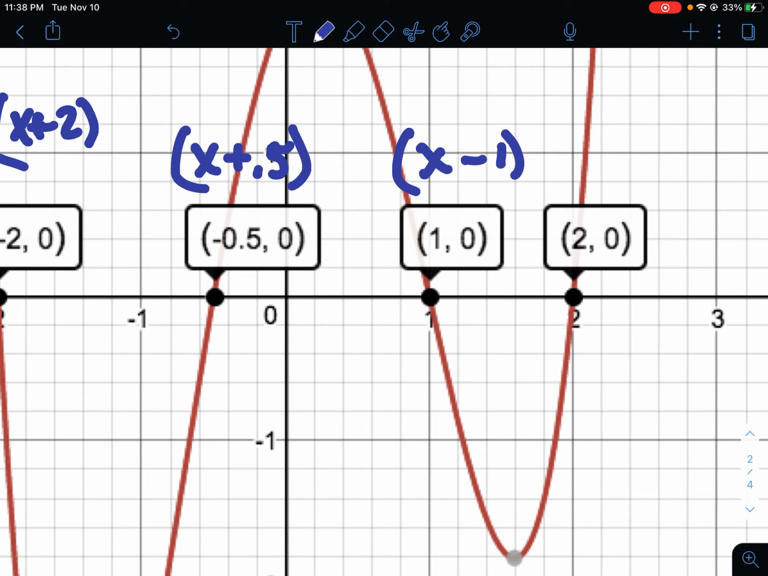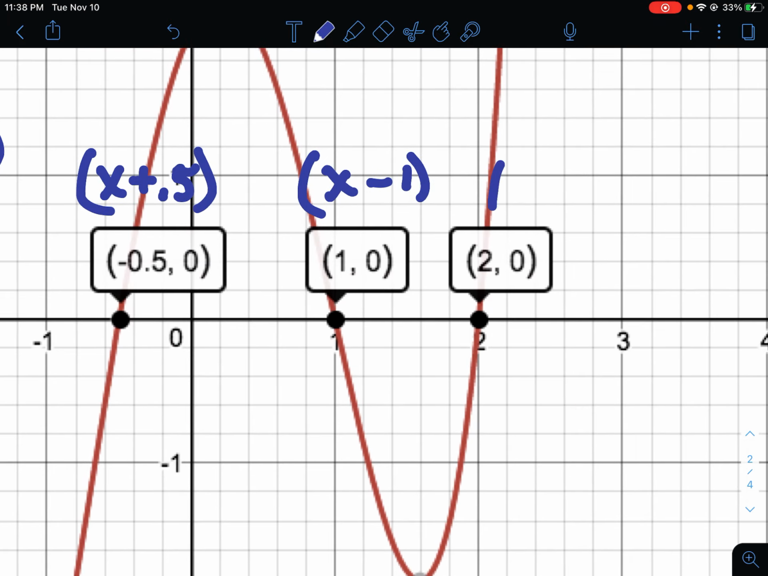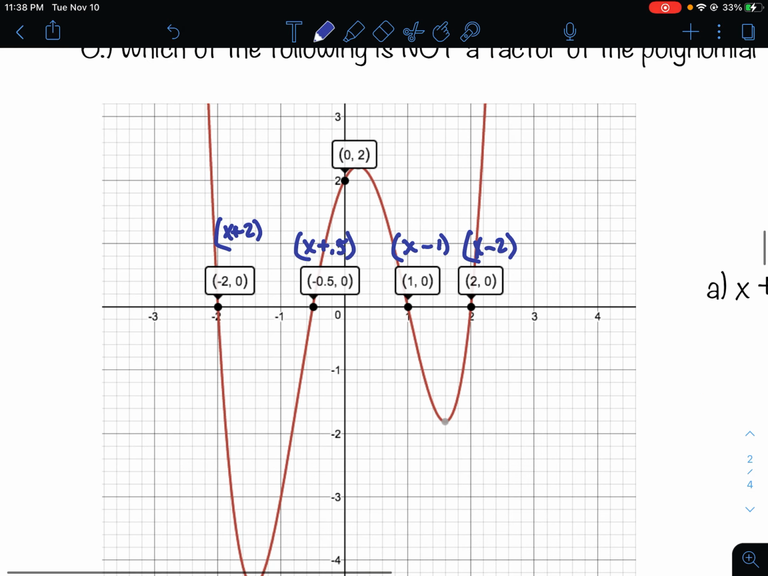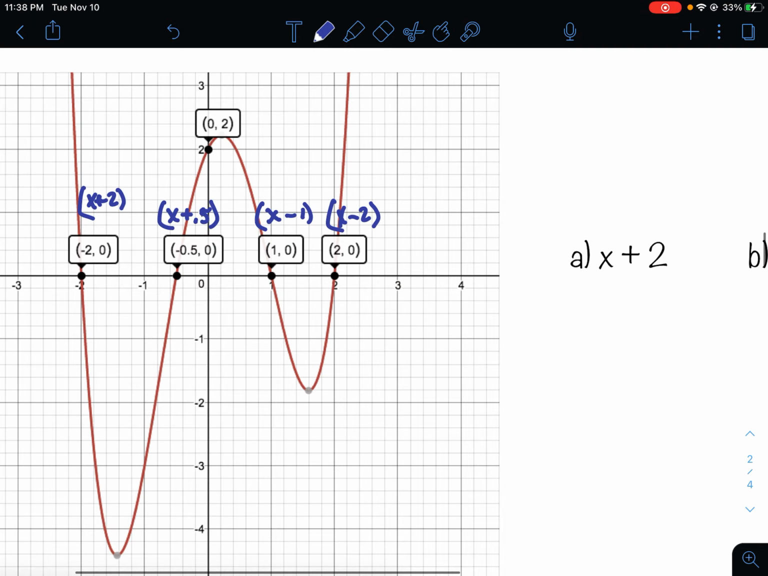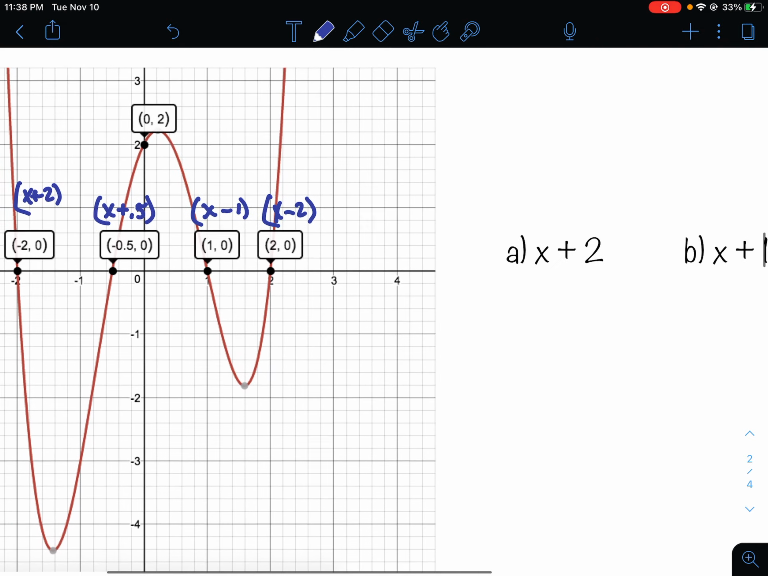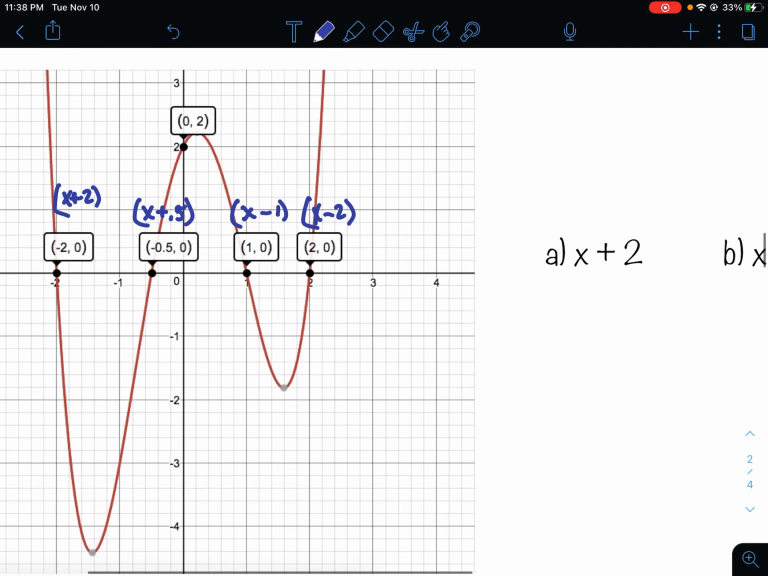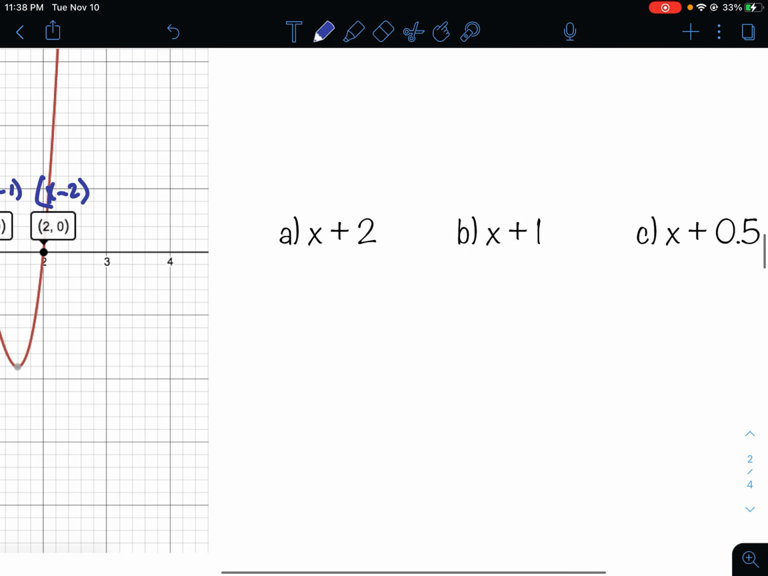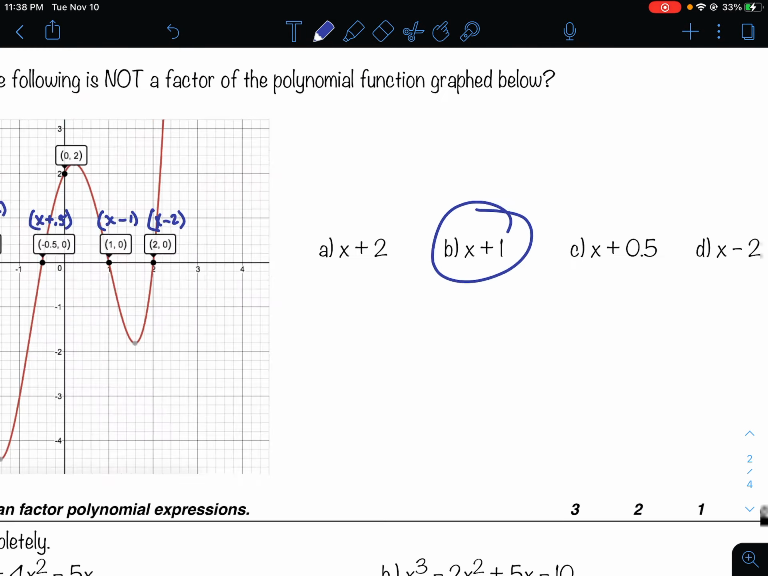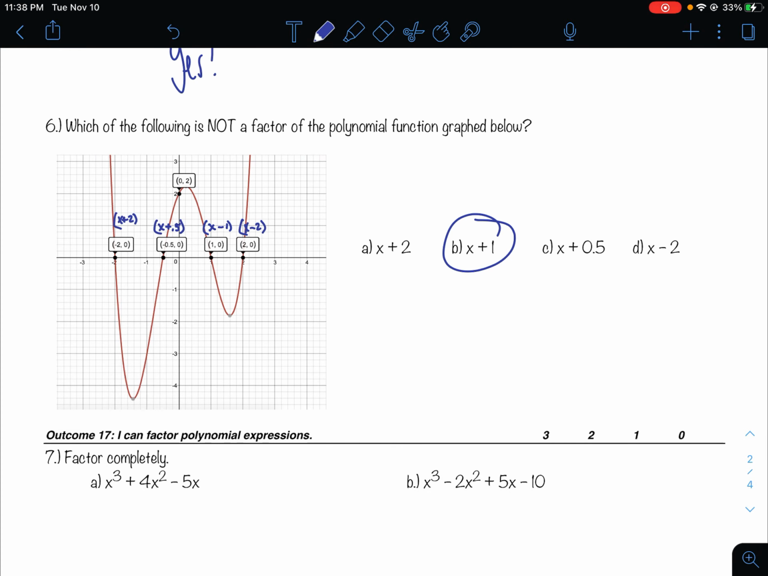This one would be x minus 1, and this one would be x minus 2 in factored form. So we just look at which one doesn't belong. So x plus 2, yes, that's there. X plus 1, ooh, that one's not there. So this is the one that doesn't work.